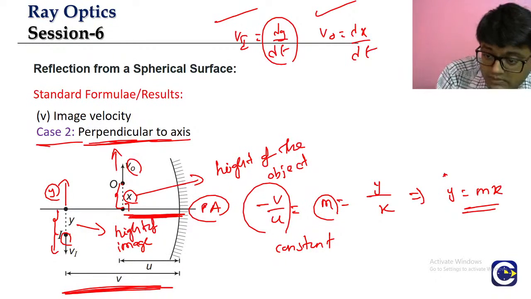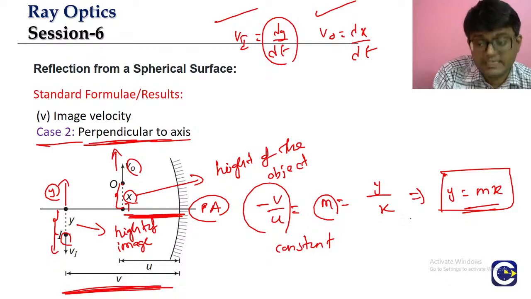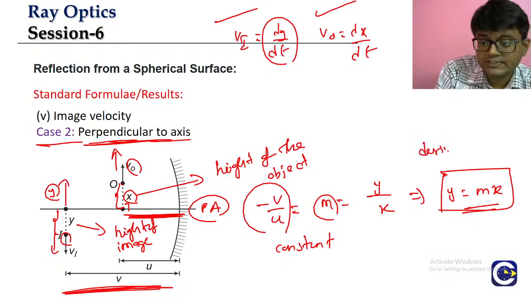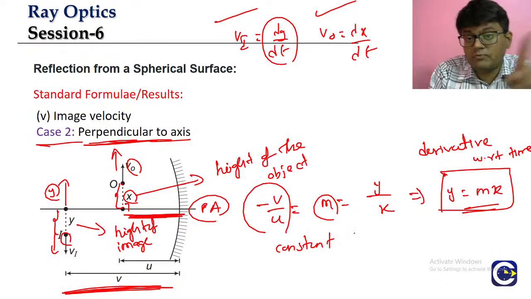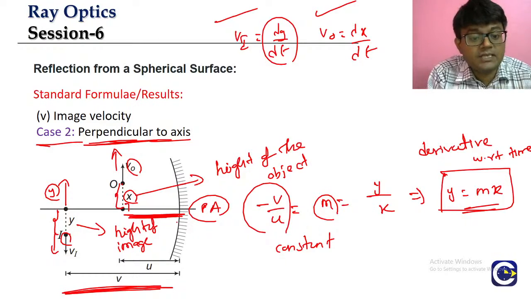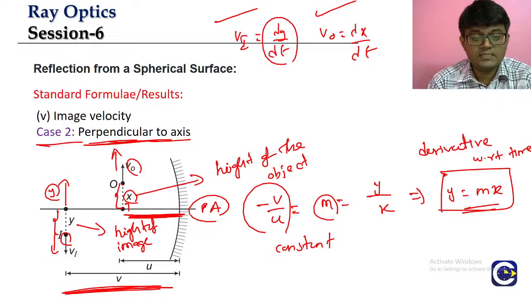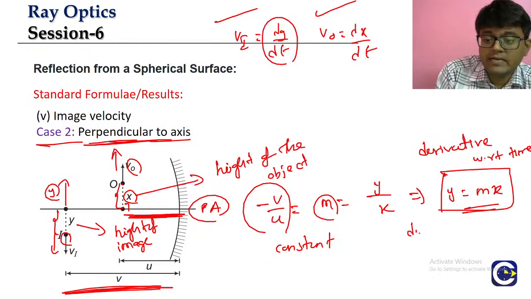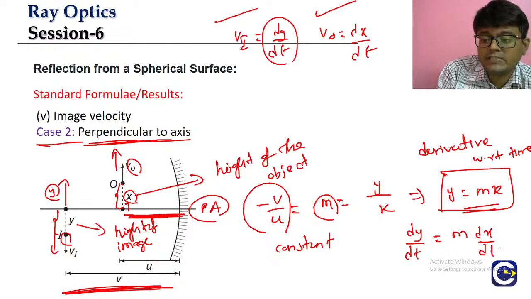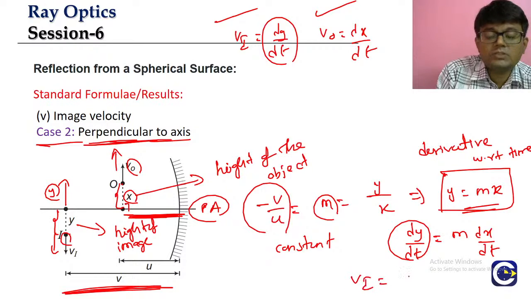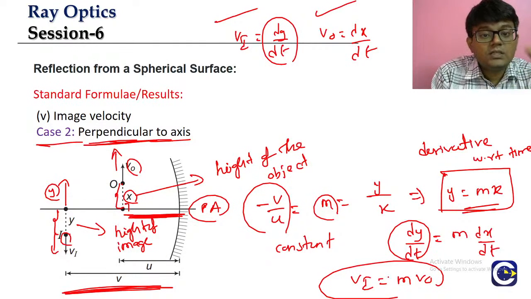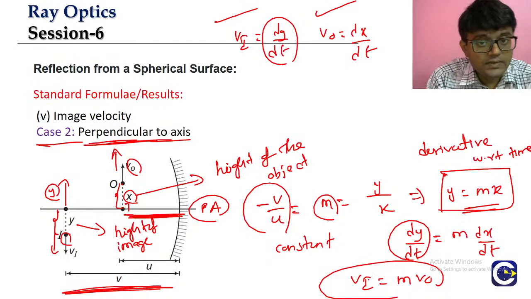Now all we will do is look at this. We already have a relation, y is equal to mx. Just take a derivative of this with respect to time. In this you have to keep one thing in mind: m is a constant. Why is m a constant? We are looking at the movement of the object perpendicular to the principal axis, which means m is fixed. So you take a derivative. dy by dt is equal to, on the right side m is a constant, m into dx by dt. Velocity of the image is equal to m into velocity of the object. These velocities are perpendicular to the principal axis.